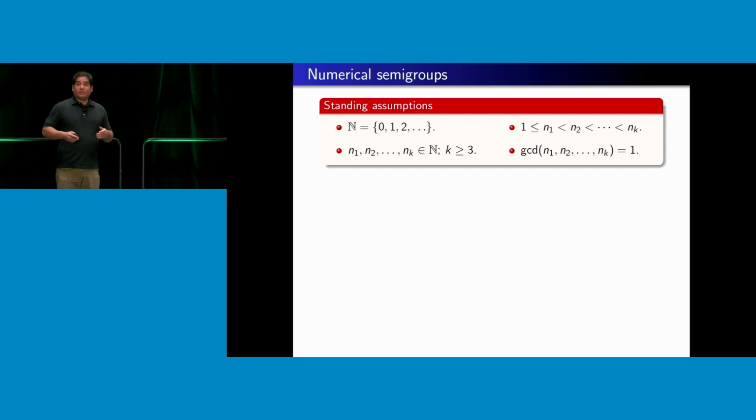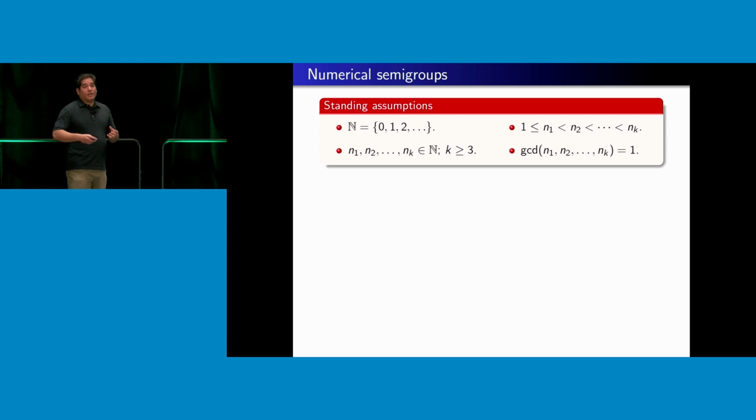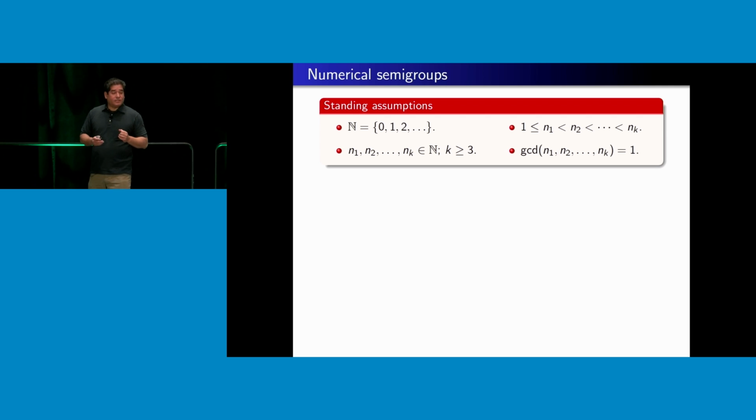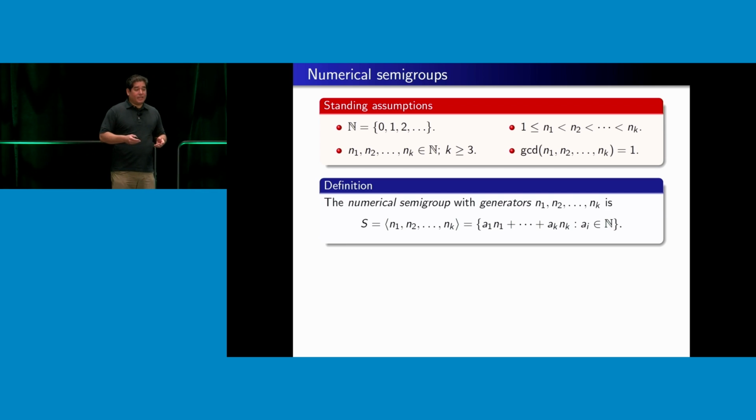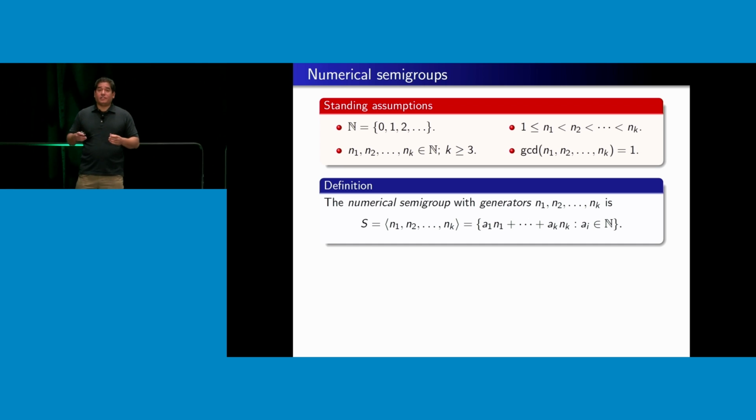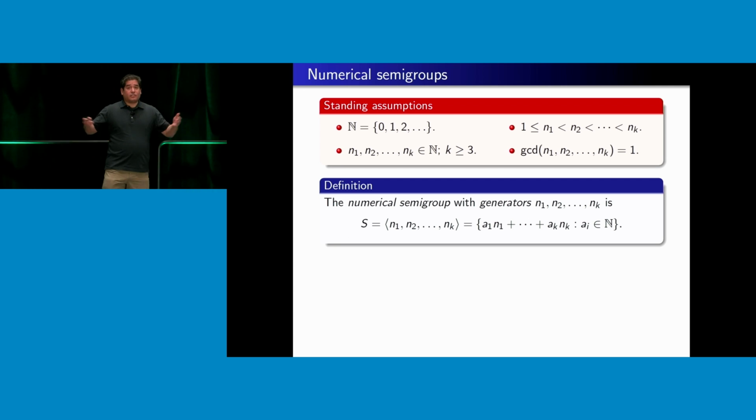So I'm going to take a look at some positive natural numbers, n1 up to nk, always listed in increasing order. To make things work out a little bit better, I'm going to assume that they're all relatively prime. And I'm going to consider what fancy people might call the free abelian monoid generated by n1 up to nk. But it's really the set of all natural number linear combinations of n1 up to nk. Our coefficients are not real numbers or complex numbers. They are natural numbers, which include 0. So that's going to give you a collection of natural numbers.